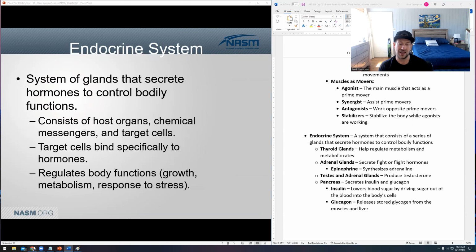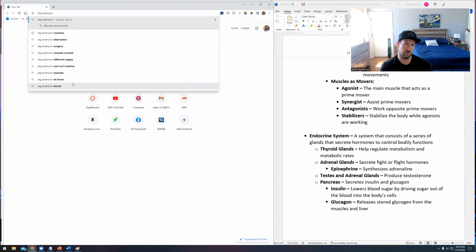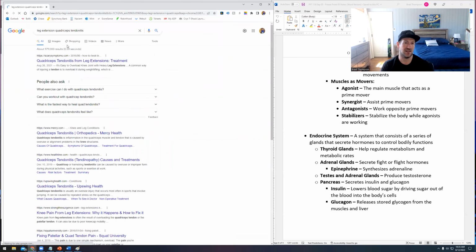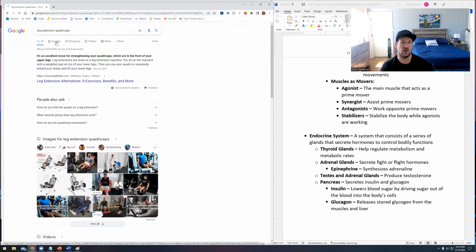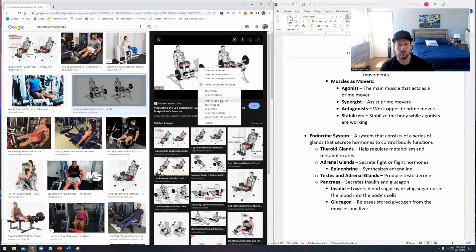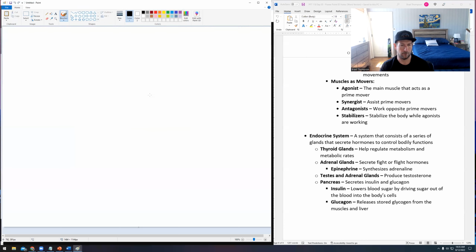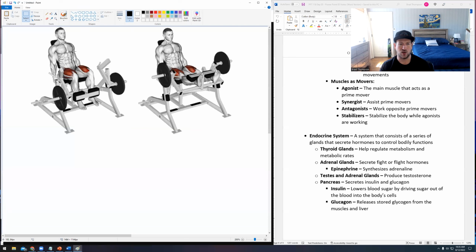So if I do a leg extension, my quadriceps are the agonist.